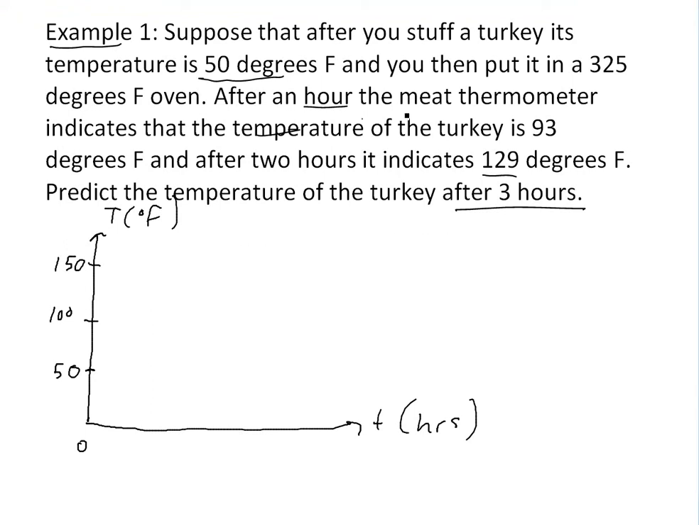Then you put it in a 325 degrees oven. After an hour, the turkey is 93 degrees, so this is 93, somewhere around here. Let's call this one 93. And then after 2 hours, it's at 129, so let's write 2. This is 129, somewhere around here.